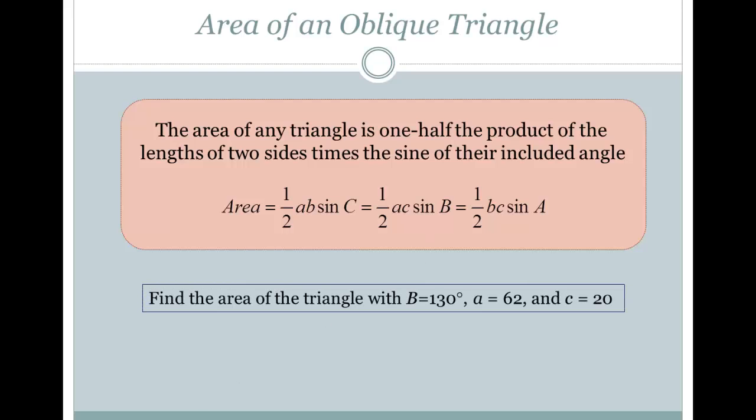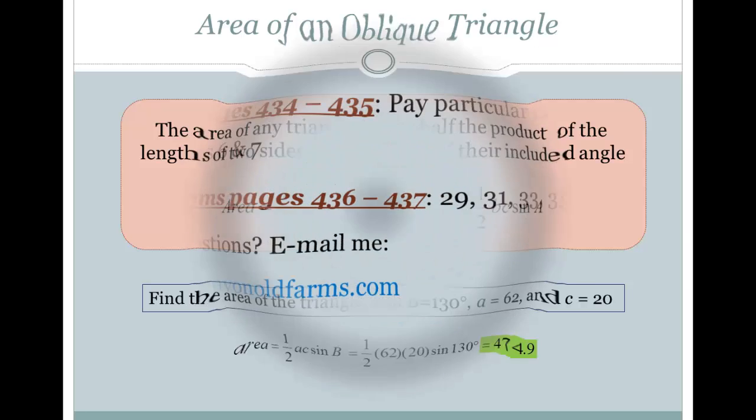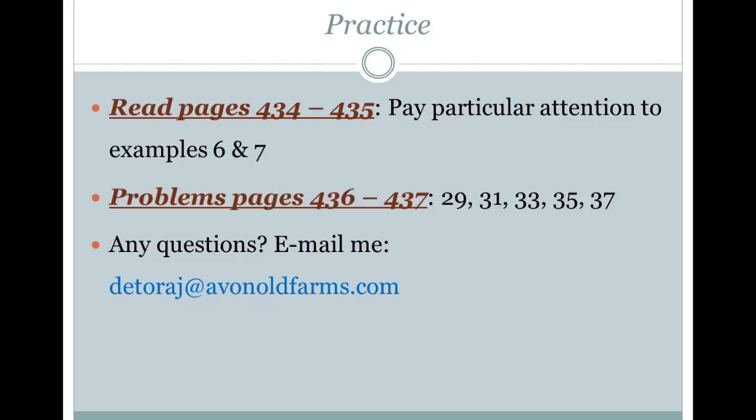Let's do a quick example. Find the area of a triangle with B equal to 130 degrees, A equal to 62, and C equal to 20. In that situation, we're going to use this part of the formula right there, because I'm given side A, side C, and angle B. So that's going to be a straight plug-in, and if I do that, I get 474.9. This is just a simple example. Typically, you have to use the law of sines or eventually the law of cosines to find other parts of the triangle before finding the area, but the area formula is pretty straightforward.